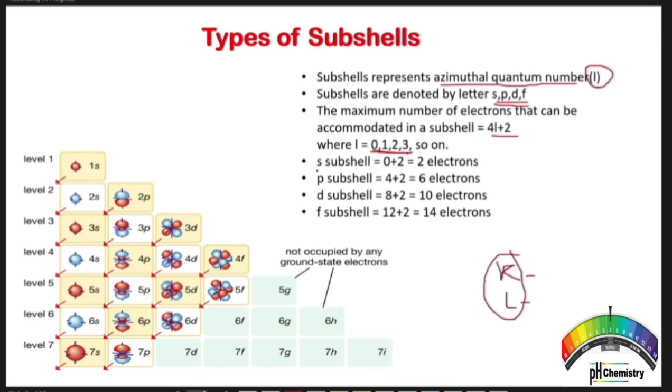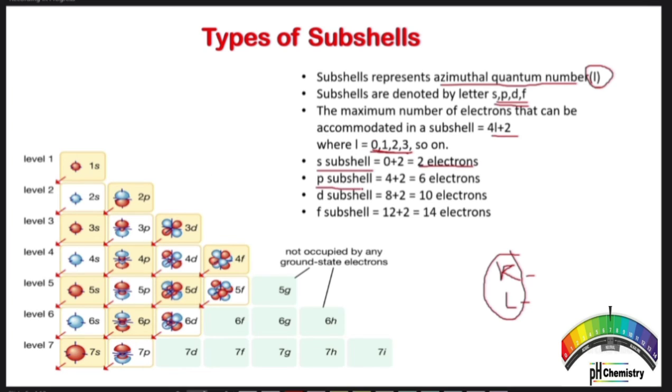So the azimuthal quantum number always starts from 0, 1, 2, 3 and so on. Now we'll calculate the maximum number of electrons for the different subshells. For the s subshell, the value of l is 0. Put in this formula, 4 into 0 is 0. 0 multiplied by any number is always 0. So 0 plus 2 is 2. So the maximum number of electrons in the s subshell is 2.